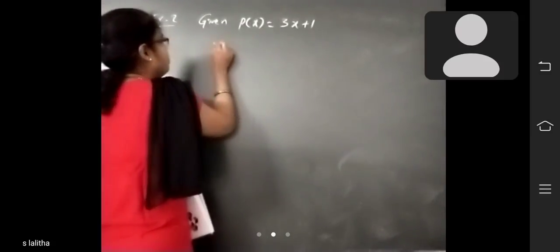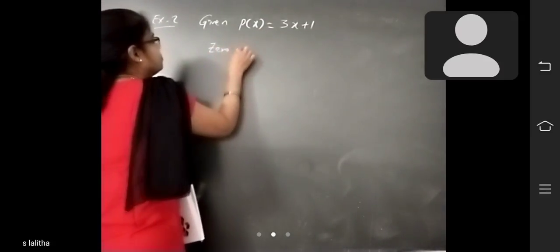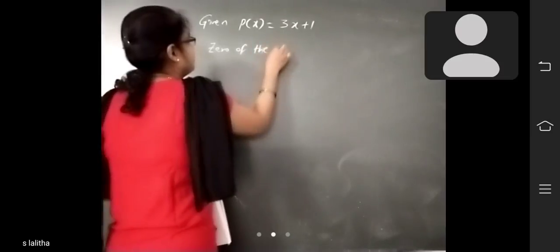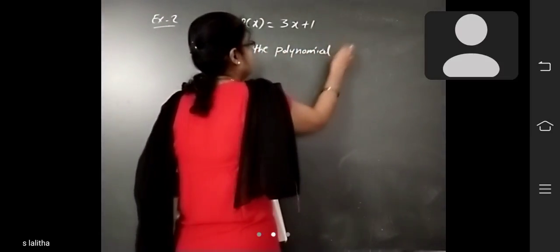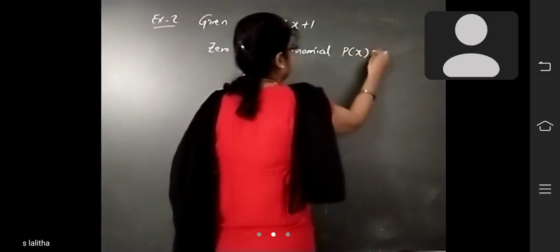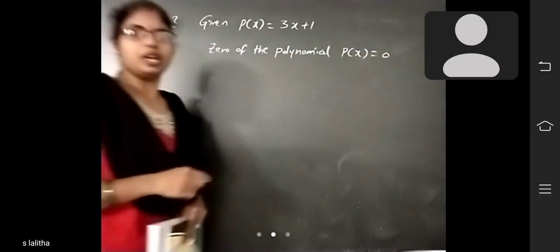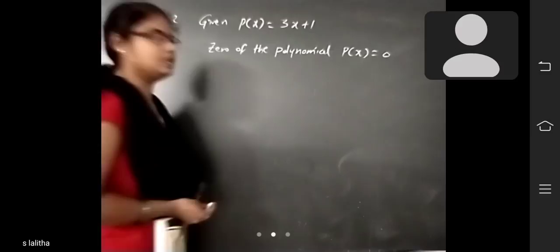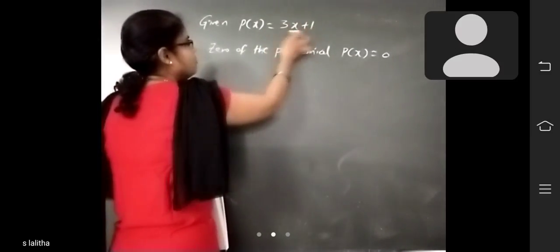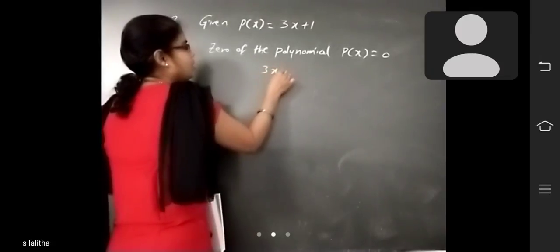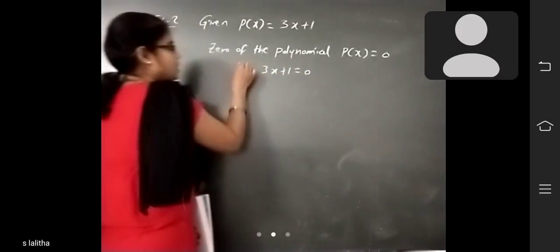What is the 0 of the polynomial? The 0 of the polynomial is P of x equal to 0. Okay, that is the 0 of the polynomial. P of x equal to 0. So P of x is equal to 0 means what is the P of x value? 3x plus 1 equal to 0.